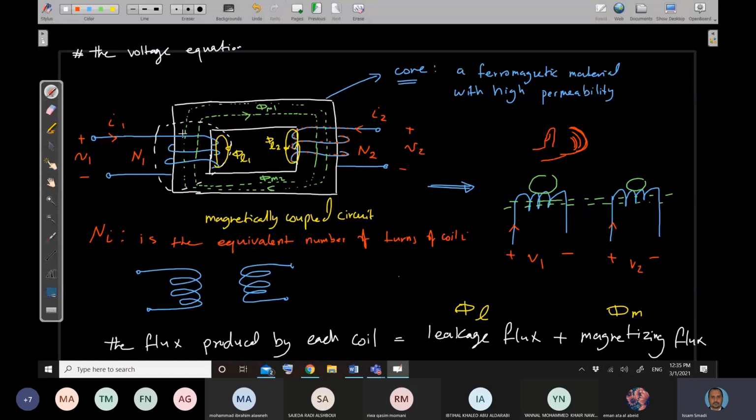If I need to write the voltage equation, I will use the Ohm law and the Faraday law of induction. So in general I can write the voltage equation as V equals IR plus d lambda by dt, where this one is the Ohm law and this one is the Faraday law of induction.